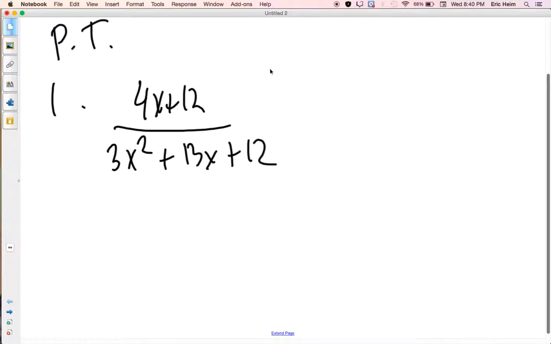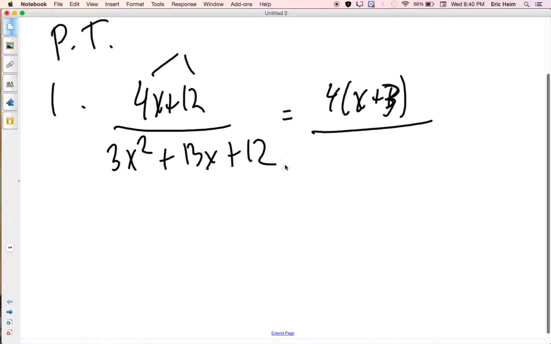Okay, so anyways, simplifying these things, as usual, you're going to try and factor out a common factor top and bottom. We can see that a factor of 4 can be factored out there. So we'll write this equals 4 times x plus 3. Okay, 4 times x plus 3, dividing 4 out. On the bottom, this is a hard one: 3x squared plus 13x plus 12.